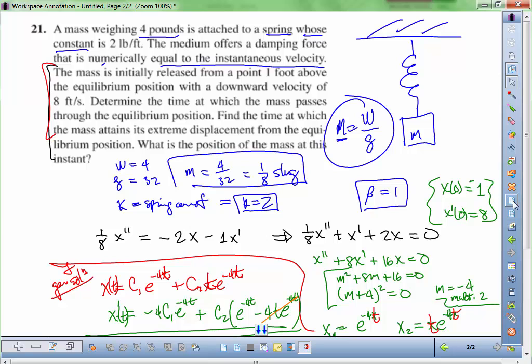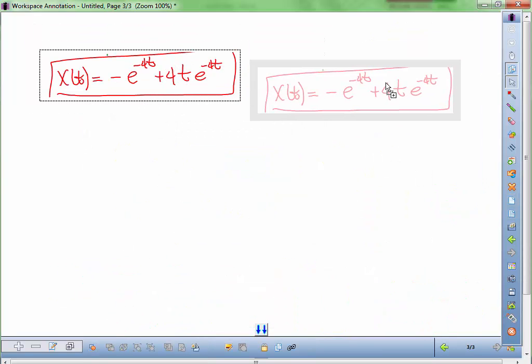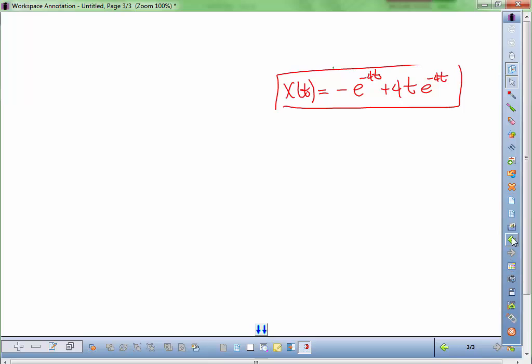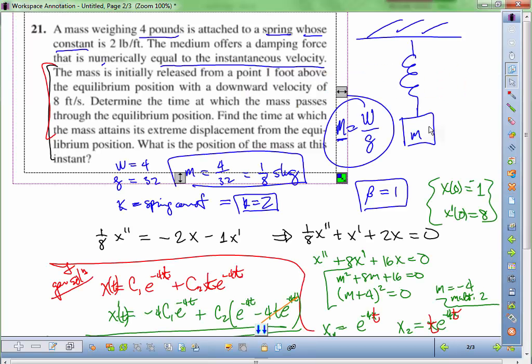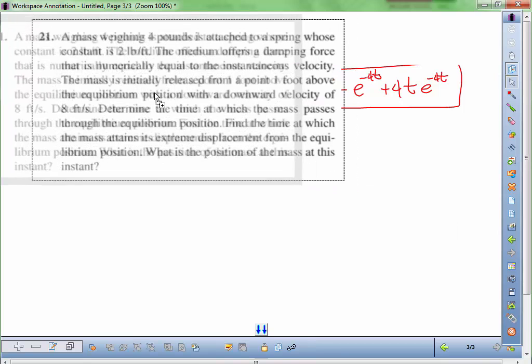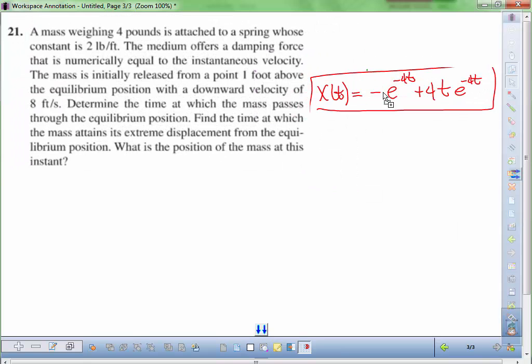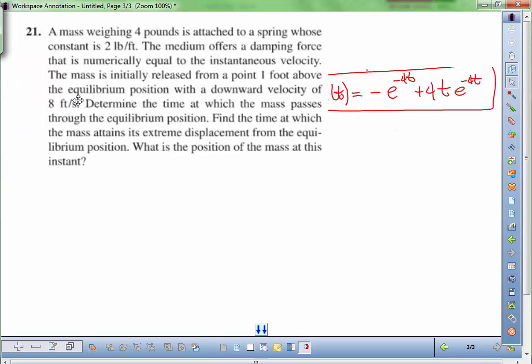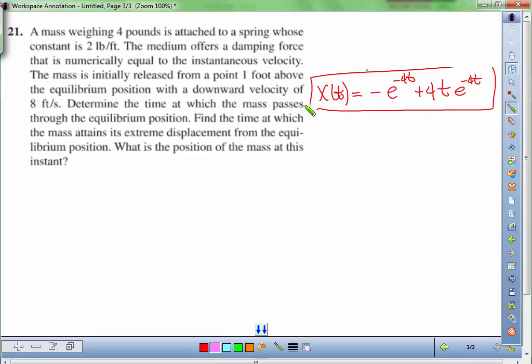So we have our solution, and let's get our question again and just highlight the things that we're going to need to answer. So equilibrium position, find the time at which the mass attains its extreme displacement, and then we can try to figure out, did we figure out, is this critically damped or overdamped or underdamped?